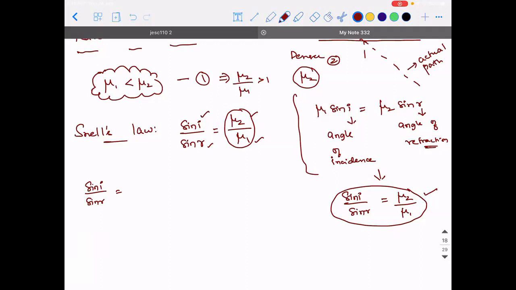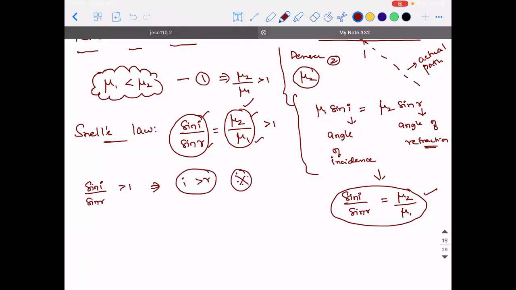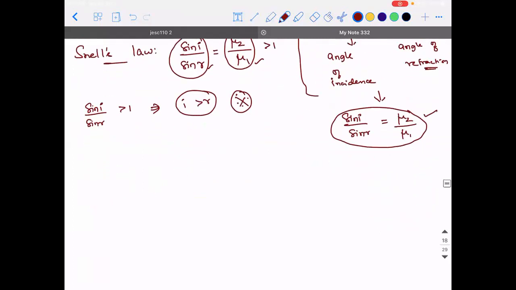If there is any doubt, please stop me, okay? All these are slightly technical. Concentrate. Since sin I by sin R is equal to mu2 by mu1, but mu2 by mu1 is greater than 1, can I say sin I by sin R is also greater than 1? Which implies I will be greater than R. This is a very, very important relation. So what I'm trying to say is the angle of incidence will be greater than the angle of refraction.